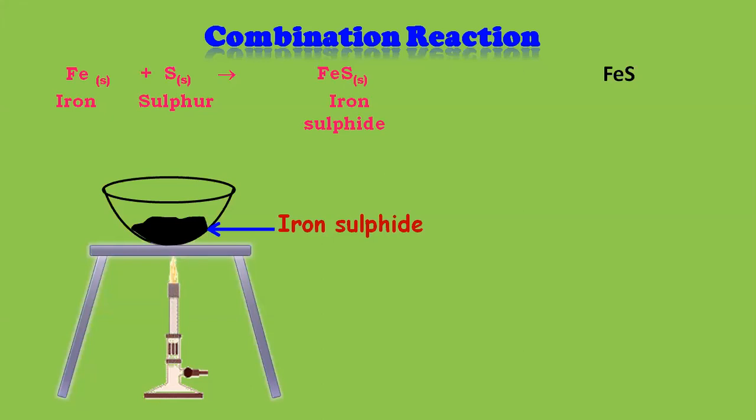So I assume that combination was the simplest type of reaction where two reactants combine together to give us a single product. We discussed three examples, one of magnesium ribbon, one of calcium oxide, and one of iron with sulfur. Yes? Shall I move to the next type now if you all have understood what is combination?